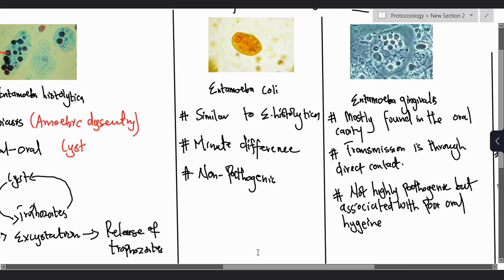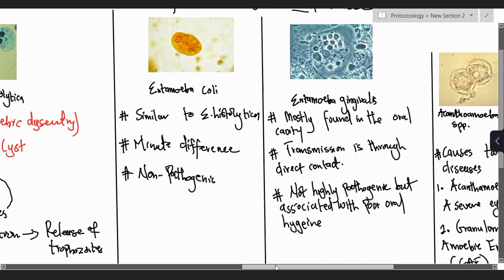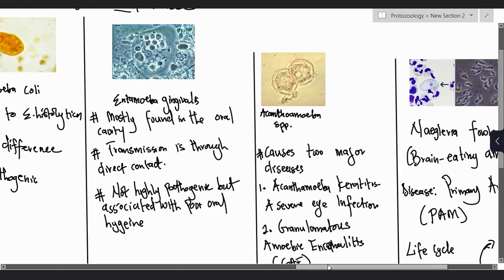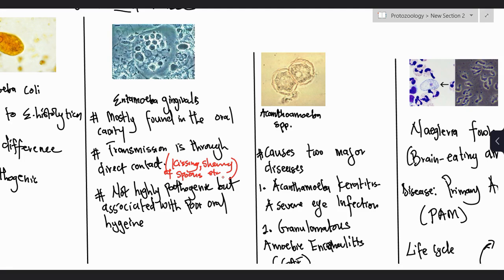Now let's go to the other Entamoeba. We have the Entamoeba gingivalis. The Entamoeba gingivalis is mostly found in the oral cavity, mostly within the teeth. And the transmission is through direct contact. It could be through kissing, intense kissing, or sharing of, let's say, spoons, etc. So anything that has to do with the mouth could transmit Entamoeba gingivalis.